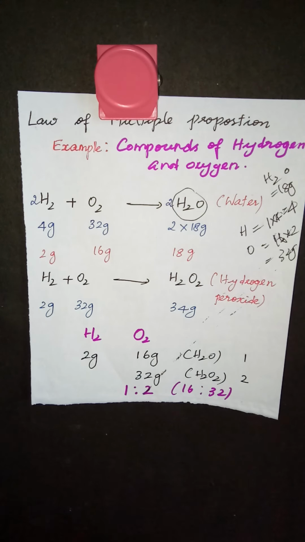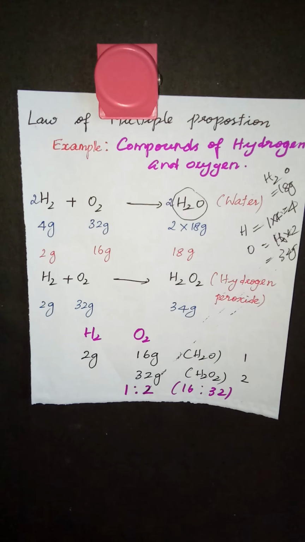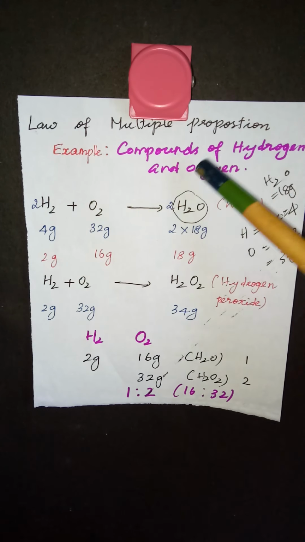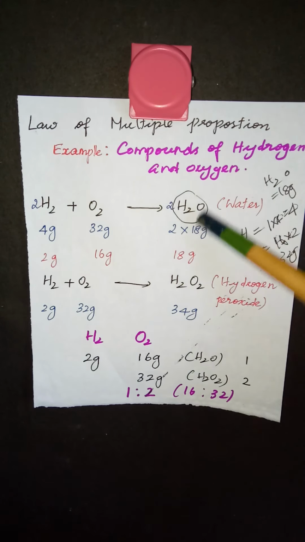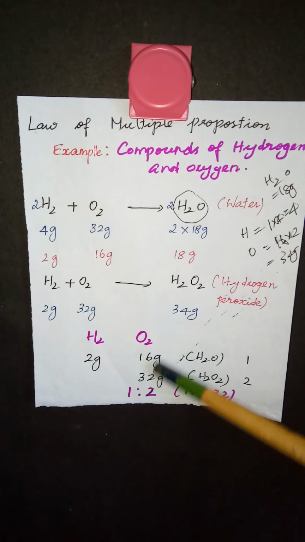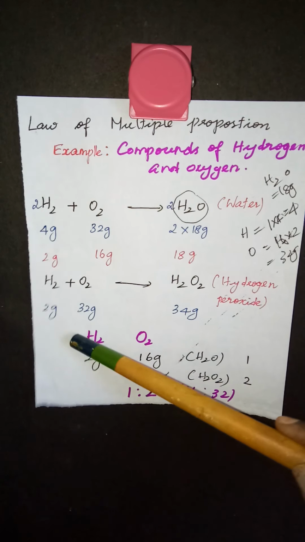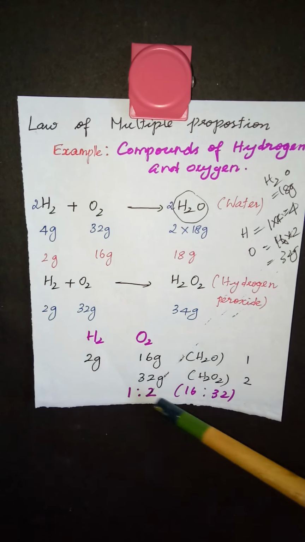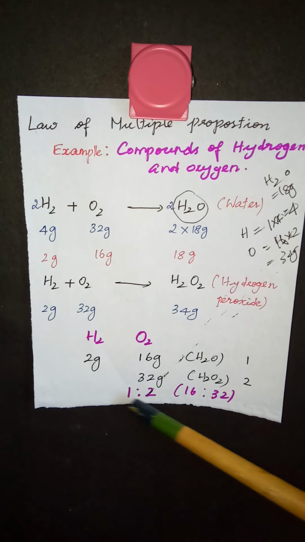So this is what the law of multiple proportion says. It says when two elements, here hydrogen and oxygen, combine to form more than one compound, here it is forming two compounds, water and hydrogen peroxide, the masses of one element that combine with the fixed mass of the other element, so the mass of one element, that one element is oxygen, that combines with the fixed mass of the other element, here it is hydrogen, are in small whole numbers. So this is that. They bear a simple ratio to one another, 1:2.